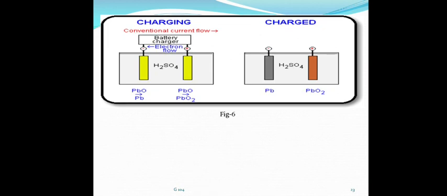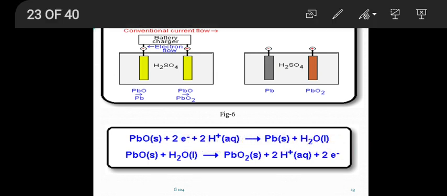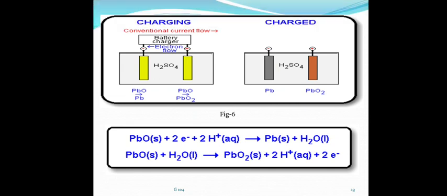So what is happening during charging? The first reaction: PbSO4 plus 2 electrons gives Pb plus SO4. Here they have shown PbSO4 turning into Pb, and PbSO4 turning into PbO2. That is during charge. After charge, you will get Pb and PbO2.